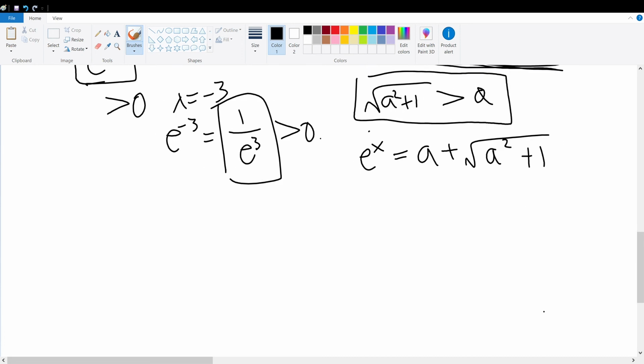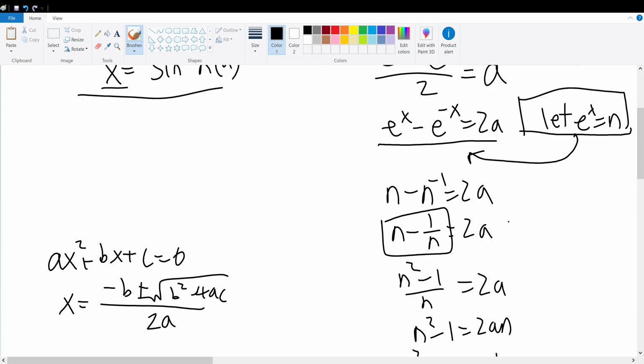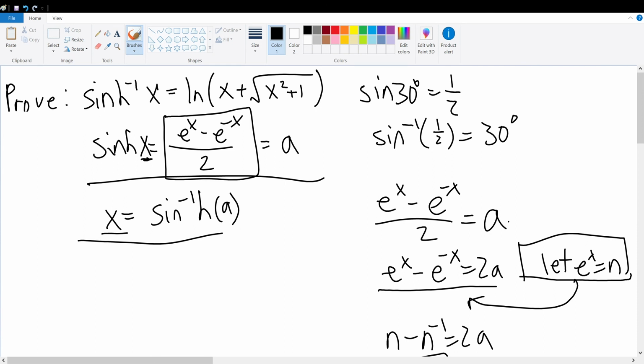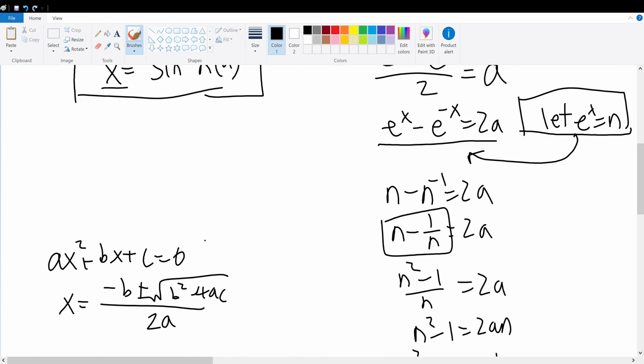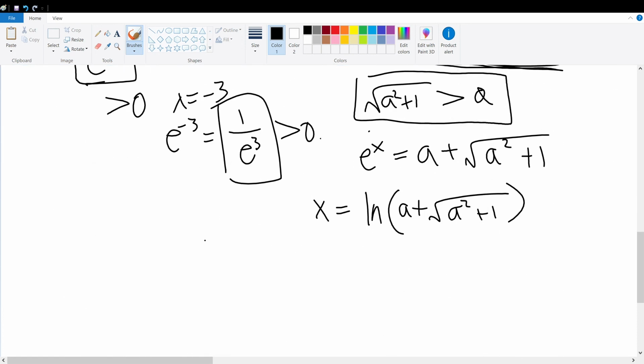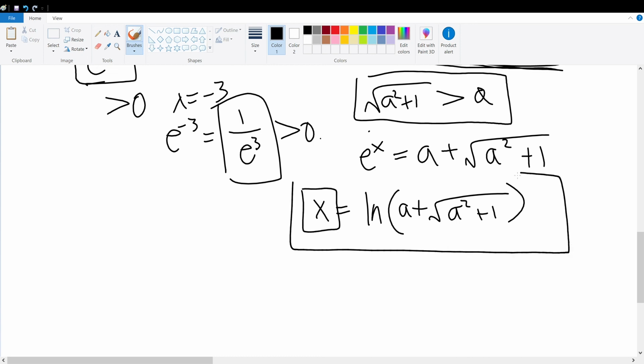And then from here we can take the natural log to find the quantity of x. So x will be equal to the natural log of a plus the square root of a squared plus 1. And remember this equation right here. X is equal to the arc hyperbolic sine of a. Well, that x is the same thing as this x right here that we have solved for to be the natural log of a plus the square root of a squared plus 1.